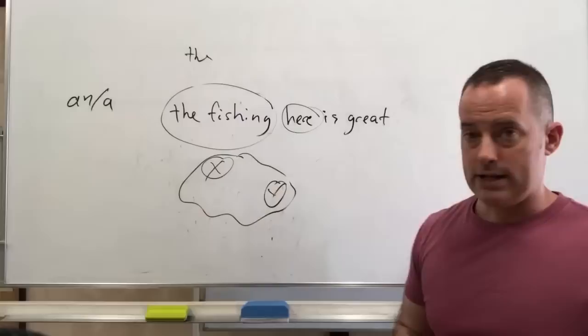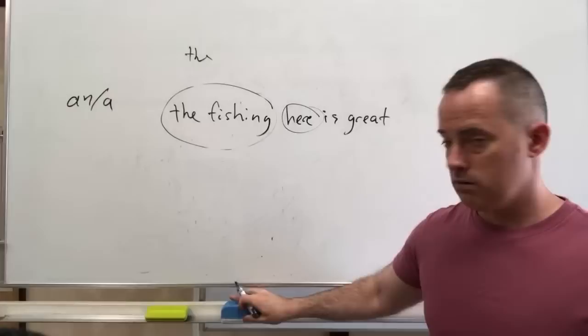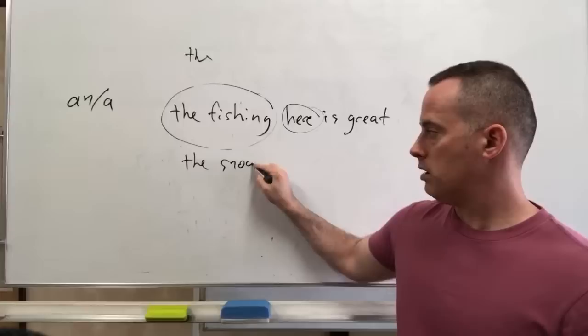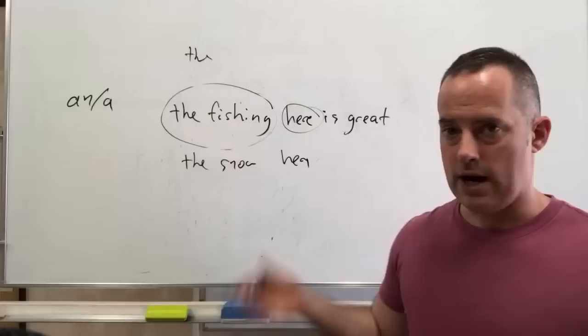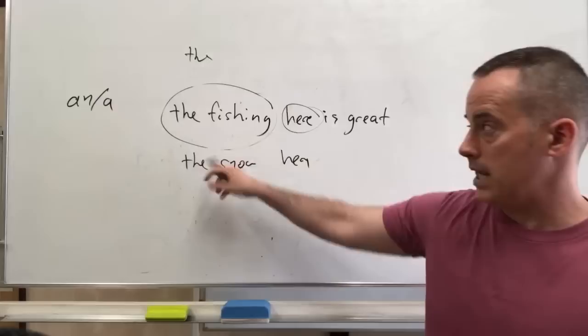All right, so we can use this same pattern when we talk about really any location, and we can talk about anything related to that. So if I'm going skiing, I might say the snow here, and it doesn't mean only here. I could say the snow on that mountain is great, or the snow on that mountain is not so good. So I can talk about a particular thing at a place and describe how it is.